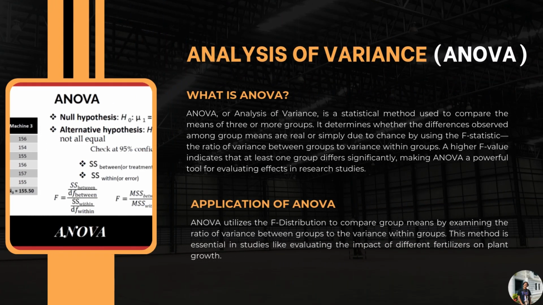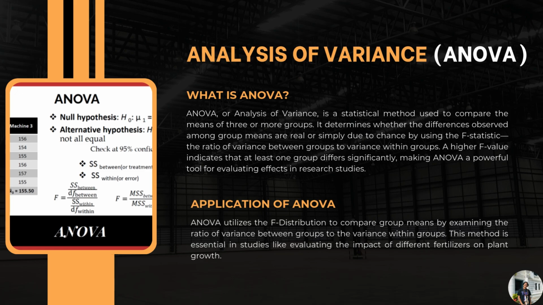Now let's talk about what ANOVA is. ANOVA, or analysis of variance, is a statistical method used to compare the means of three or more groups using the F distribution. It determines whether the differences observed among group means are real or simply due to chance by using the F statistic, the ratio of variance between groups to the variance within groups. A higher F value indicates at least one group differs significantly, making ANOVA a powerful tool for evaluating effects in research studies.